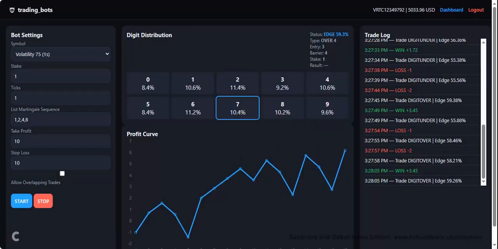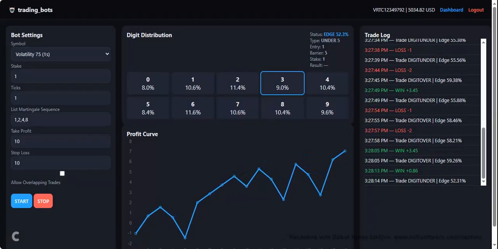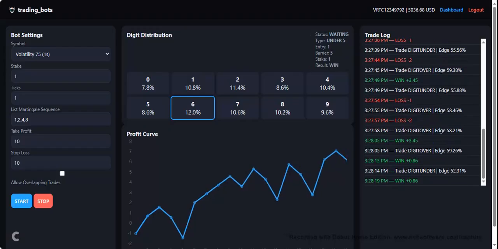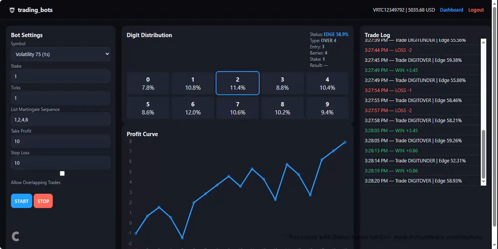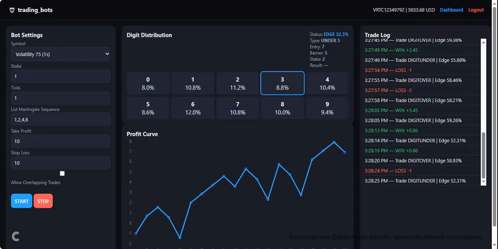And now for the results. During this session, the bot executed 23 trades, winning 14 trades and losing 9 trades, finishing with a total profit of $10.39. That's a strong performance powered by probability, automation, and disciplined execution.